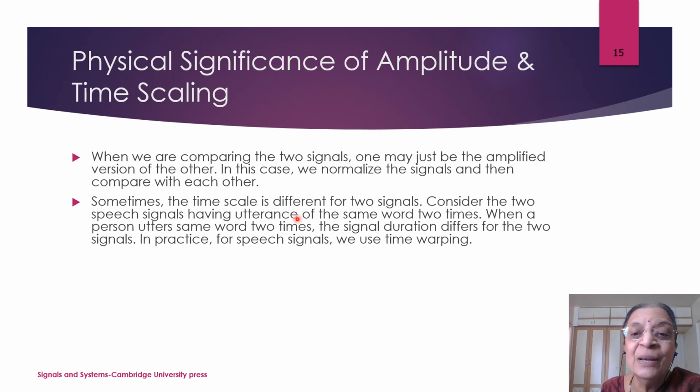And if it is time scaling, one particular word is uttered faster, another is uttered in a slow mode, then the time duration required for the utterance of the same two words will be different. So in that case, we use what is called time warping. In time warping, we try to correspondingly map the start of the utterance in both cases and the end of the utterance in both cases. That is what is called time warping.